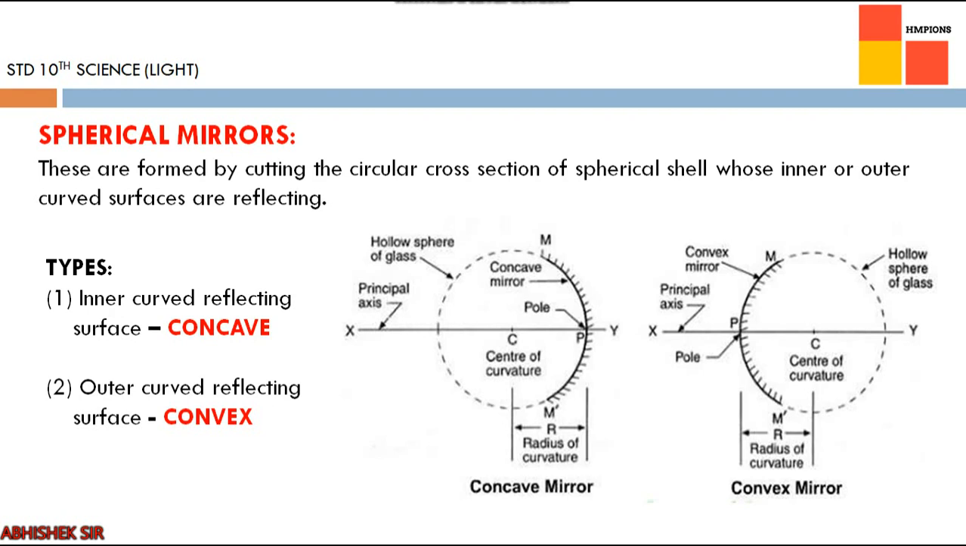Now, based on the figure, you can see the dotted lines indicate the hollow sphere. If from the sphere we cut a part in which the inner surface is reflecting, that becomes a concave mirror. And if the outer surface is reflecting, that is called convex. That means we have two types of spherical mirrors, one is concave and another is convex.